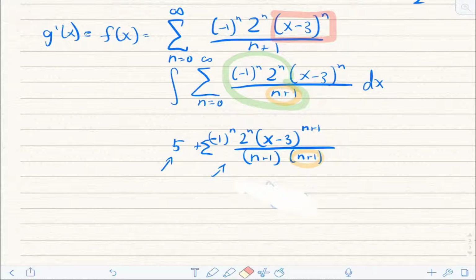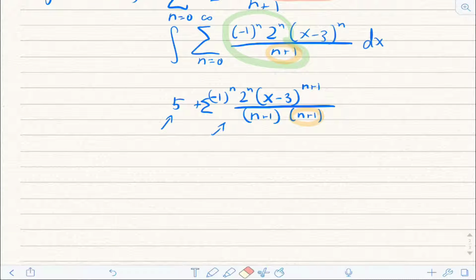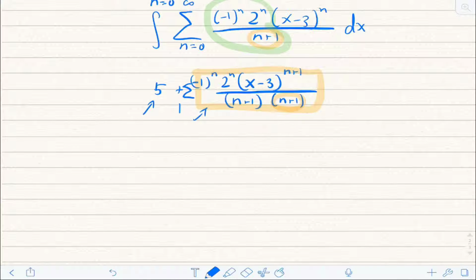Now, why is this useful? Why do we need to know this? Well, I still need to figure out the interval of convergence for this specific sigma notation, because the 5 is not going to affect it at all. It just changes the value that it converges to, but it doesn't change whether it converges or diverges. So we're still only focusing on this specific section.